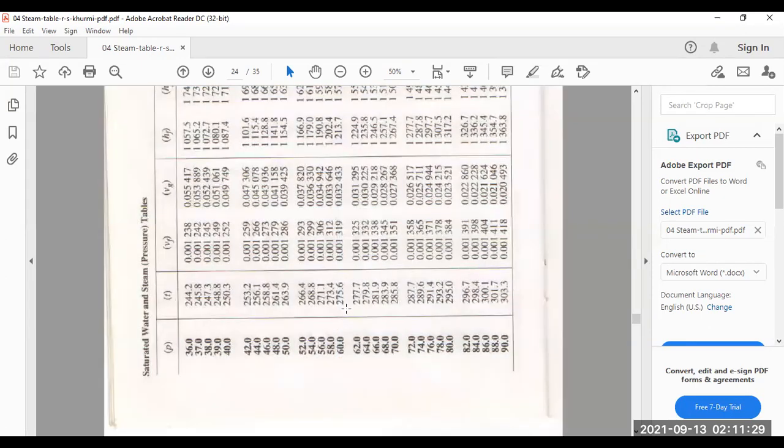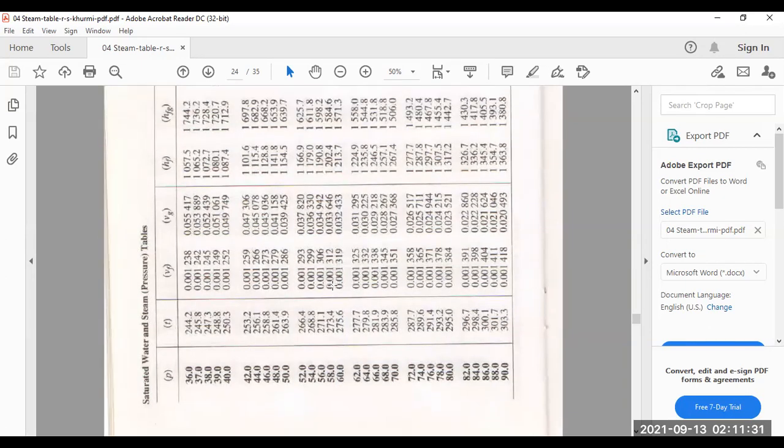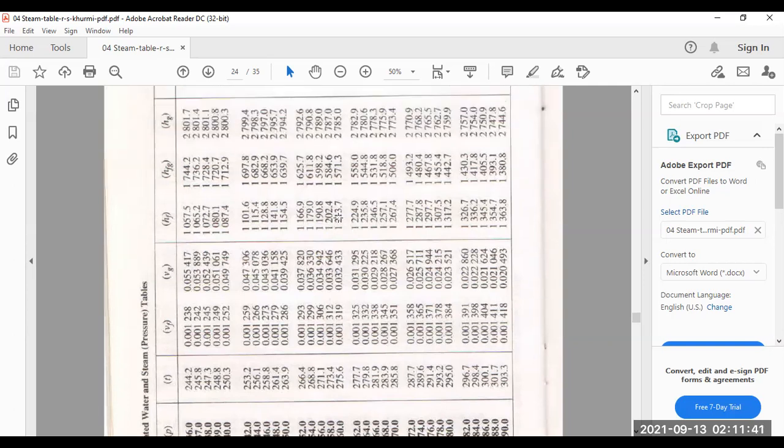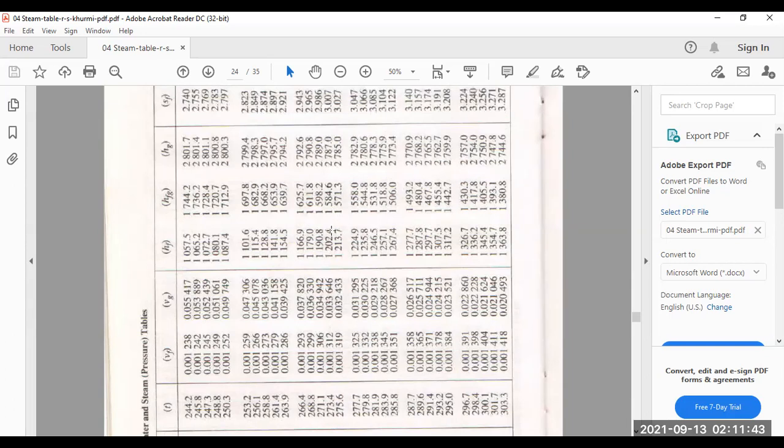So what is this one? This one indicates the temperature. Then this indicates VF, meaning specific volume of the fluid. This indicates VG, specific volume of the vapor. This indicates HF. This indicates HFG. Okay, so different values are there. Which value we have to take from this steam table, that you have to understand. Okay, so now I will tell you from here.